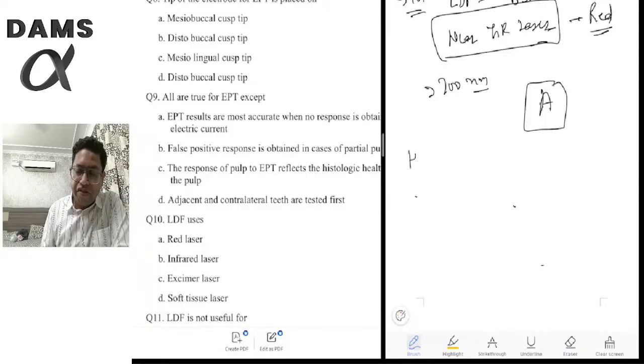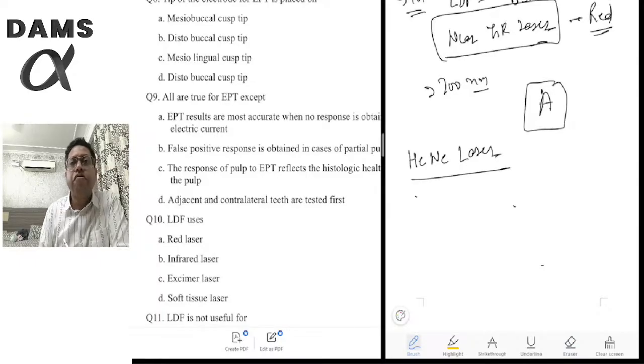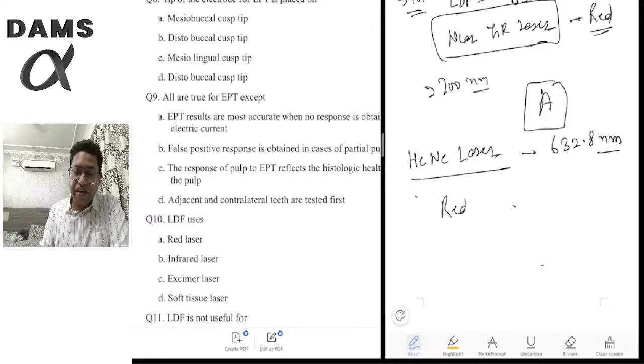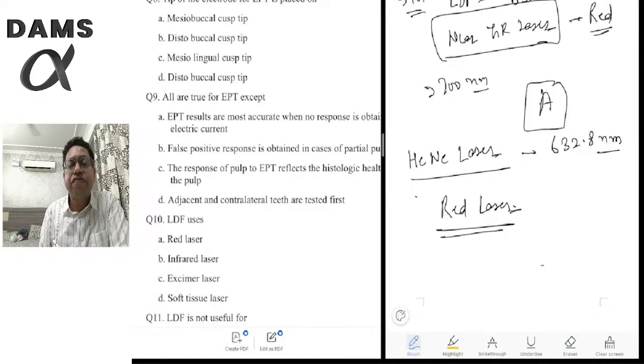Which laser is used? We use a helium neon laser for laser Doppler flowmetry, which has a wavelength of 632.8 nanometers, and this is designated as a near infrared laser. As near infrared is not in the options, the best answer would be red laser. It is in the red region of the visible spectrum. Option A is the answer to question number 10 in the diagnosis session.